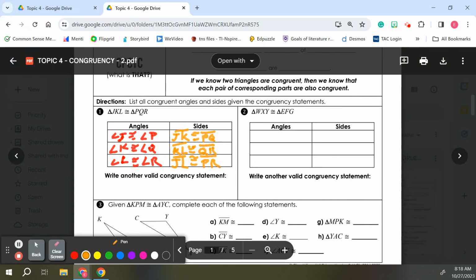I'd like you guys to try two. In fact, try three also, since you're at it. Try 2 and 3.